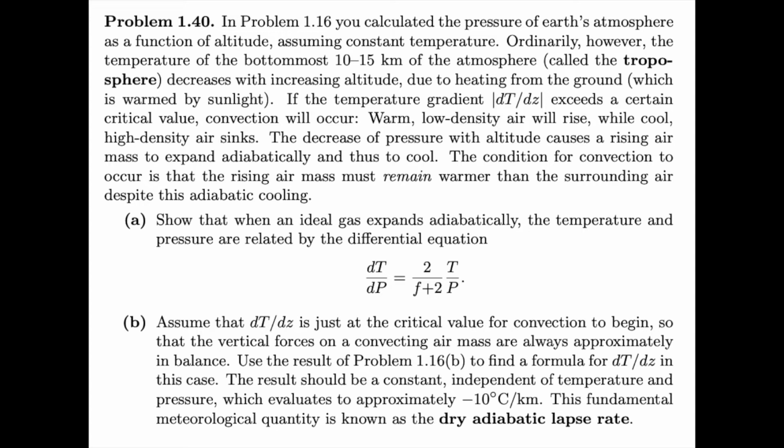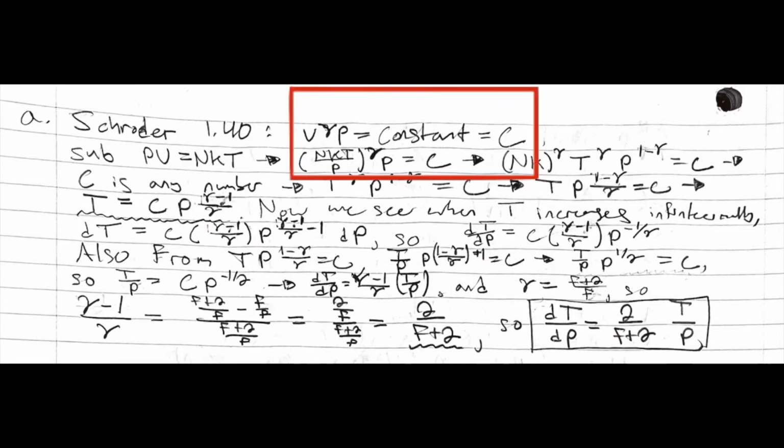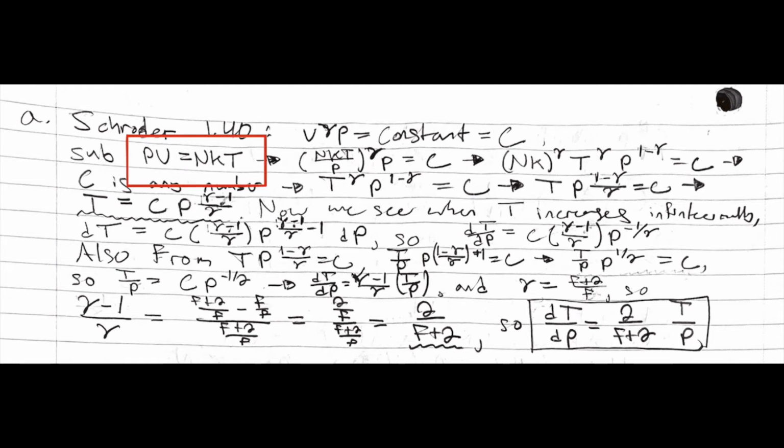So this is problem 3 in the homework, and it's 1.40 in Schroeder, and there are 3 parts to it. The first part is asking us to prove that this differential equation relates temperature and pressure as an ideal gas expands adiabatically. So we can start with Schroeder equation 1.40, which gives this relationship between volume and pressure. And then we substitute in the ideal gas law, which we solve for volume, so that lets us deal with only pressure and temperature, which is what we're looking for.